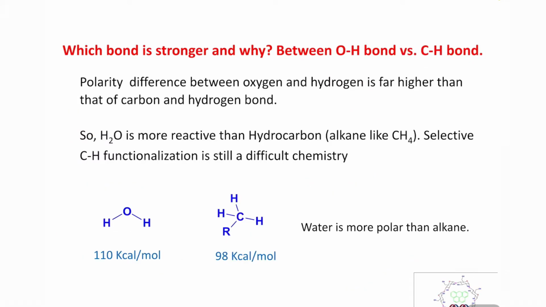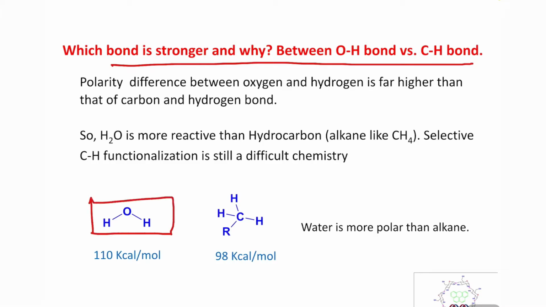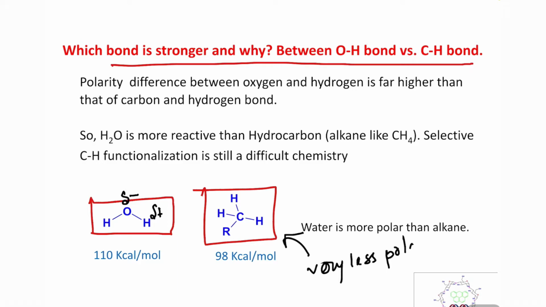So the question is, which bond is stronger between O-H and C-H? Meaning, if you look at the two main sources, water versus methane, from the reactivity point of view, the water molecule is more polar because of the electronegativity difference between hydrogen and oxygen. That's why hydrogen is delta plus and oxygen is delta minus. But the methane molecule is actually much less polar. Since the carbon-hydrogen bond is much less polar, it is very difficult to chemically functionalize methane into, for example, the best reaction you may consider, our desired one, methanol.